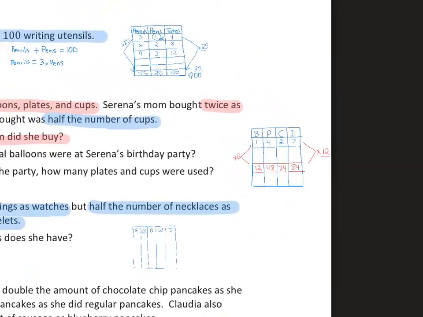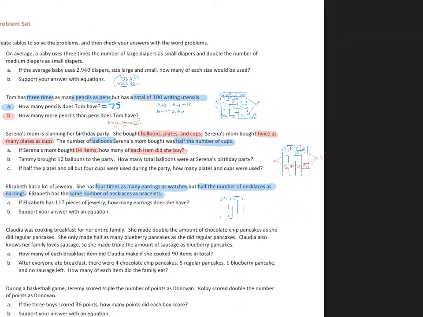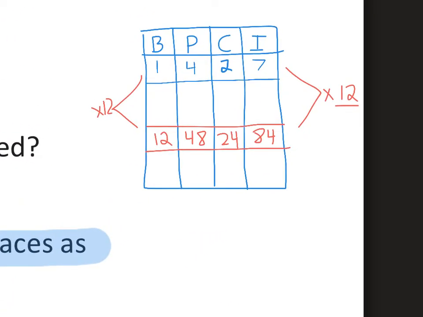All right, so the answer for letter A, sorry, I could just check out my table. Letter B: Tammy bought 12 balloons at the party. How many total balloons were at Serena's birthday party? What? Serena's mom. Tammy brought 12. Oh, that makes more sense. She brought 12 balloons. And so how many balloons were there? So there's already 12 balloons, isn't there? So aren't we just going to do the 12 that were there plus the 12 that she brought? And now we're going to say there's 24 balloons, right?